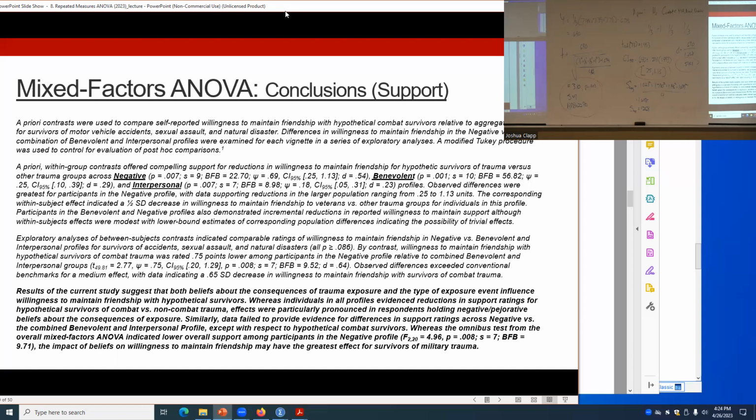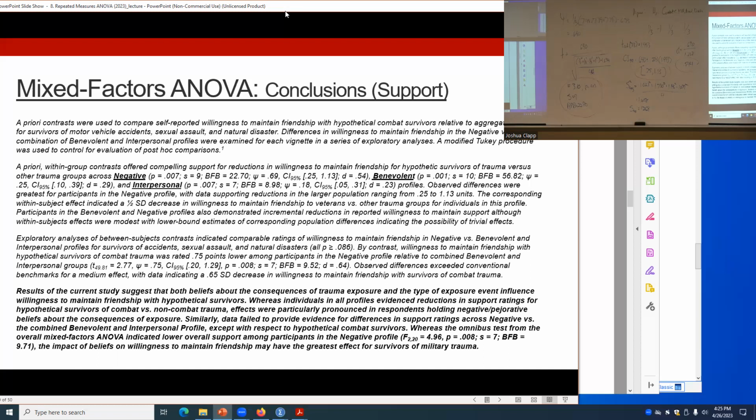By contrast, willingness to maintain friendship with hypothetical survivors of combat trauma was about three-quarters of a point lower in the negative relative to the combined groups, right? And then we have information there. Observed differences exceeded conventional benchmarks for a medium effect, with the data indicating a 0.65 standard deviation decrease in willingness to maintain friendship. Here, I guess I decided to ignore the fact that we're in an ambiguous situation because we didn't meet the modified Tukey threshold. I'll go through and fix that.